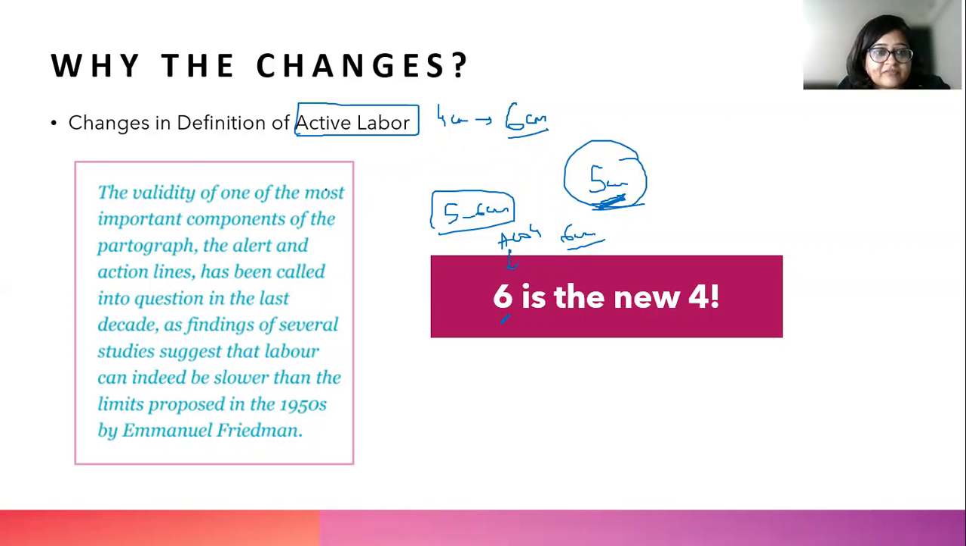The validity of one of the most important components of the Partograph, the alert and the action line, has been called into question in the last decade, as findings of several studies suggest that labor can indeed be slower than the limits proposed by Friedman, who suggested 1 centimeter per hour. But many studies have now shown even women who progress slower than 1 centimeter per hour have good outcomes. You understand? So that means you're unnecessarily intervening. You don't need to intervene. If the fetal heart rate is fine, if the mother is fine, let her progress. That is the basic concept. And the active labor has now been changed to 5 centimeters.